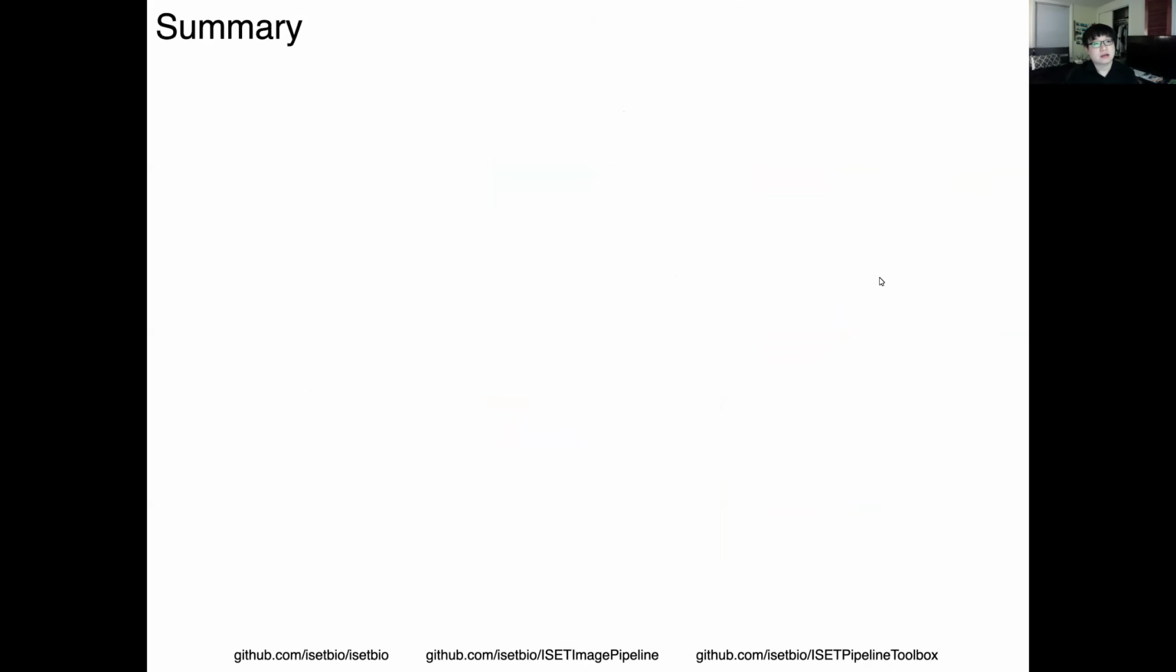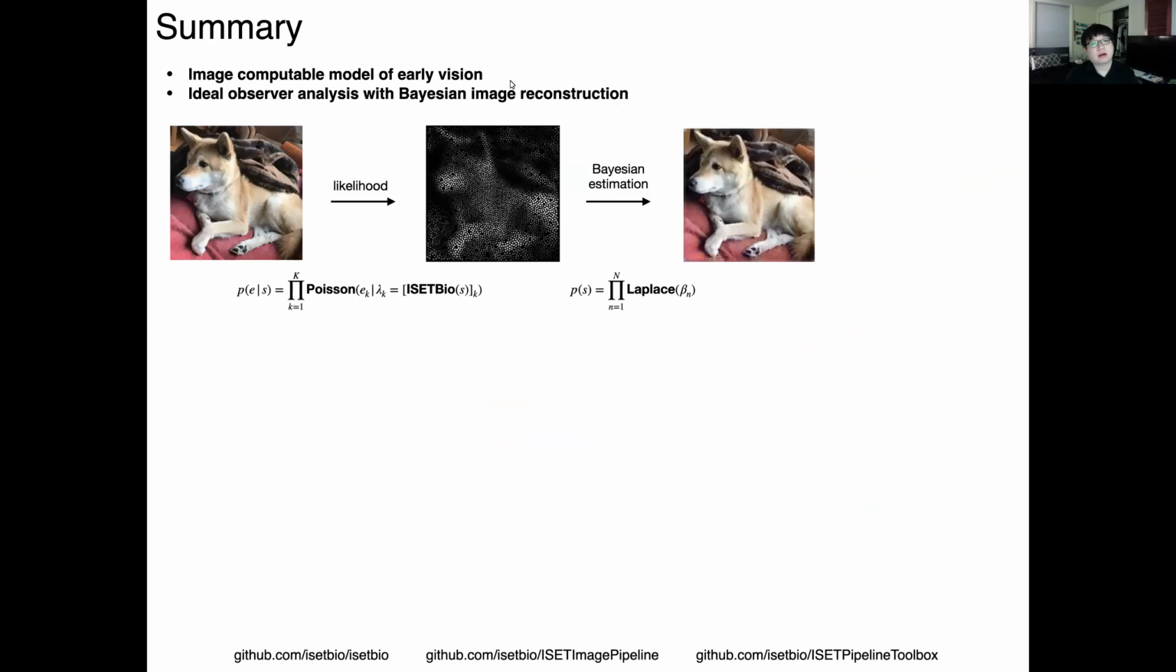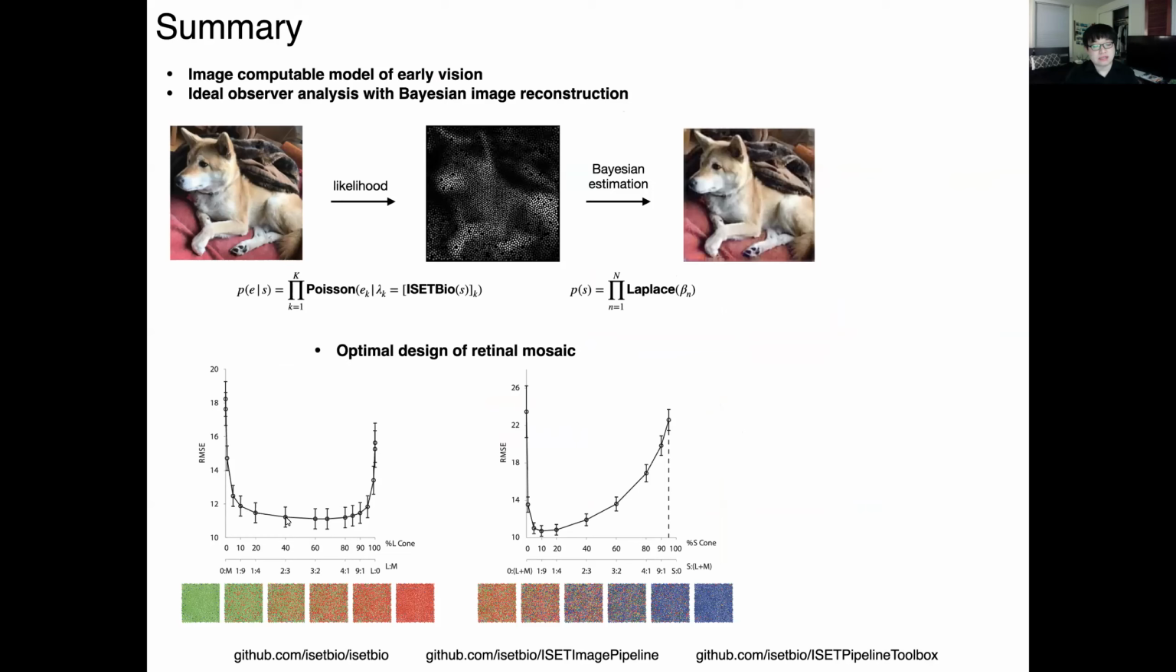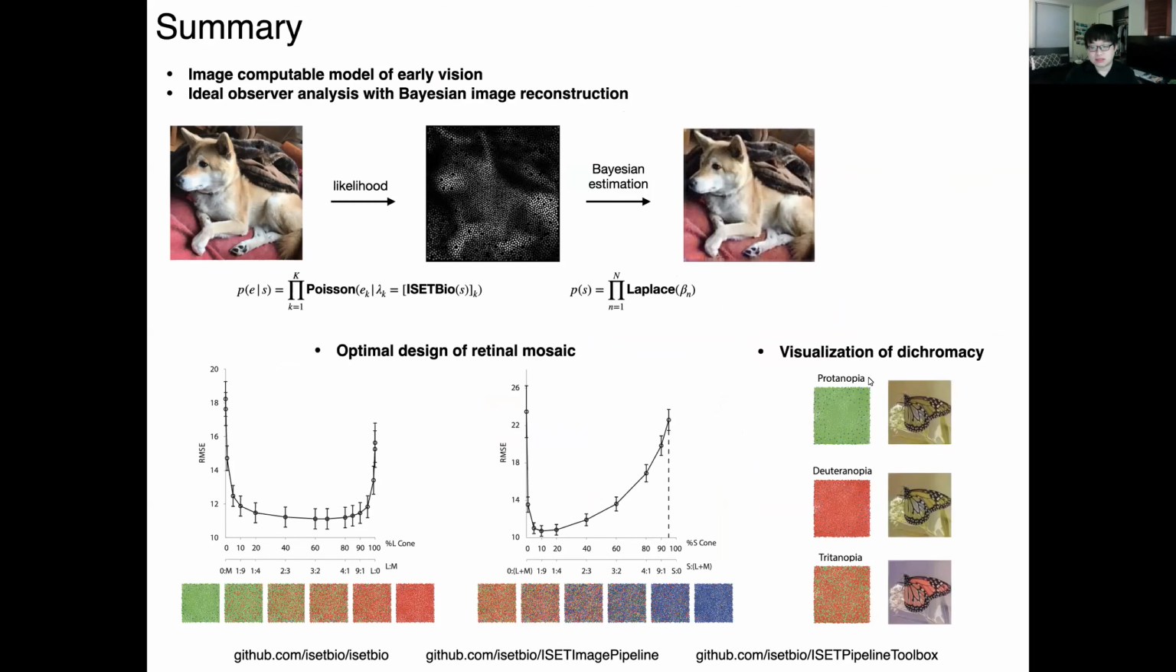To summarize, we built an image computable model of early vision and used ideal observer analysis with Bayesian image reconstruction. This allows us to analyze variation of cone proportion as an optimal design of the retinal mosaic that aims to maximize information transmission. And our method also provides us with a direct visualization of information loss, such as in the case of dichromacy.